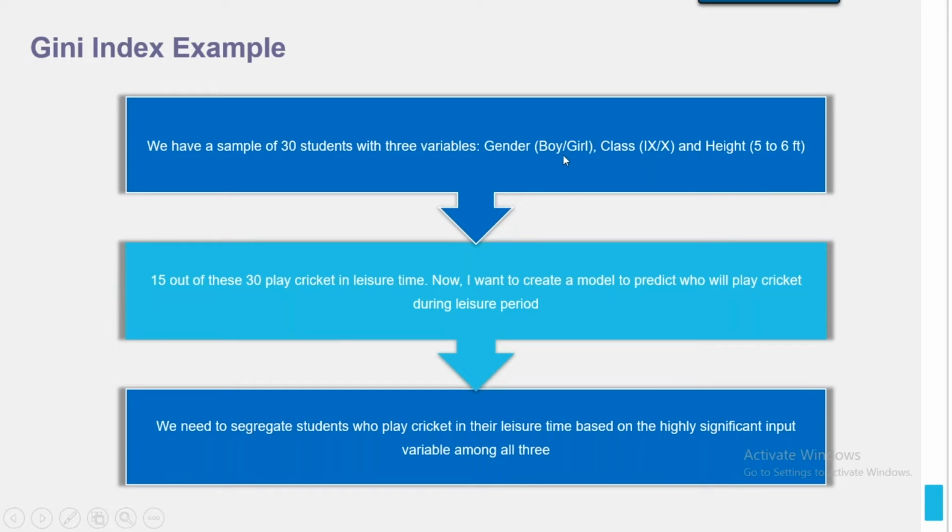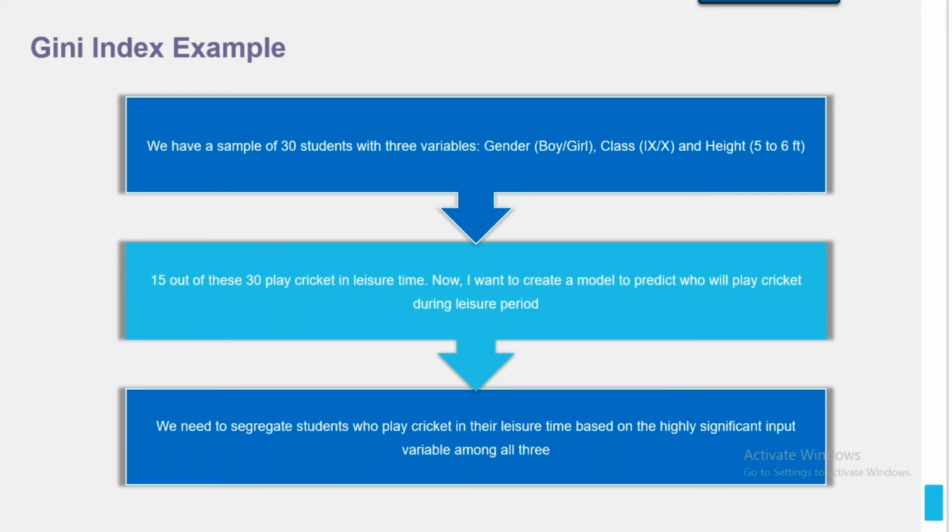Gender is boy or girl, and class is 9 or 10. Definitely in 9th there are boys and girls, and in 10th also there are boys and girls, and height is available in both 9th and 10th. So this is a mixed kind of data.